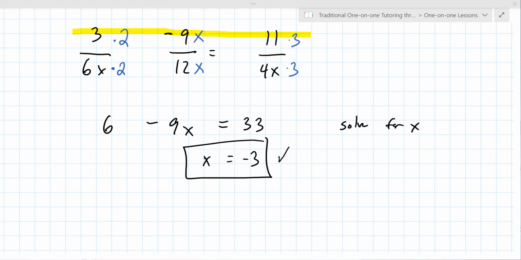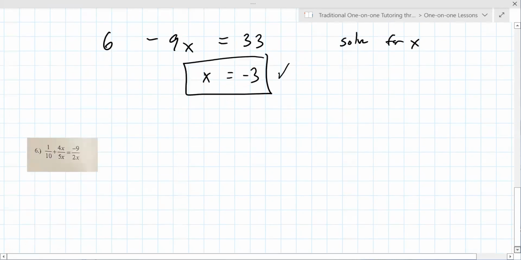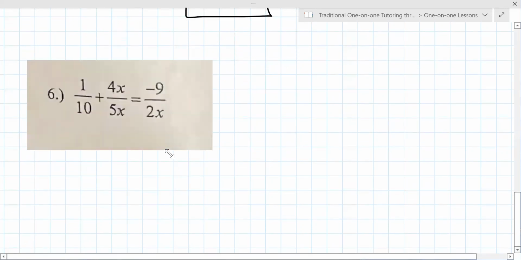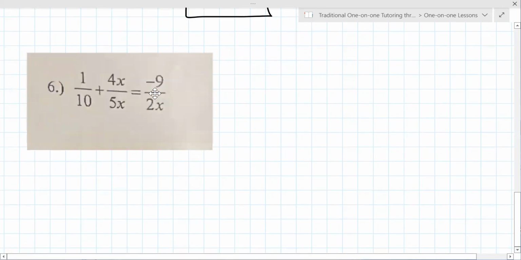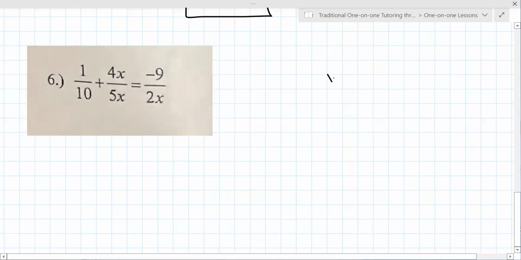All right, so let's look at number 6, because it's a lot like the one we just did, and see if you can tell me the common denominator after you start looking at it. Or actually, no, we shouldn't do that first. The first thing we should do is figure out what x cannot be. X cannot be 0 because 5x cannot be 0 and 2x cannot be 0. So you always have to do your domain restriction first.